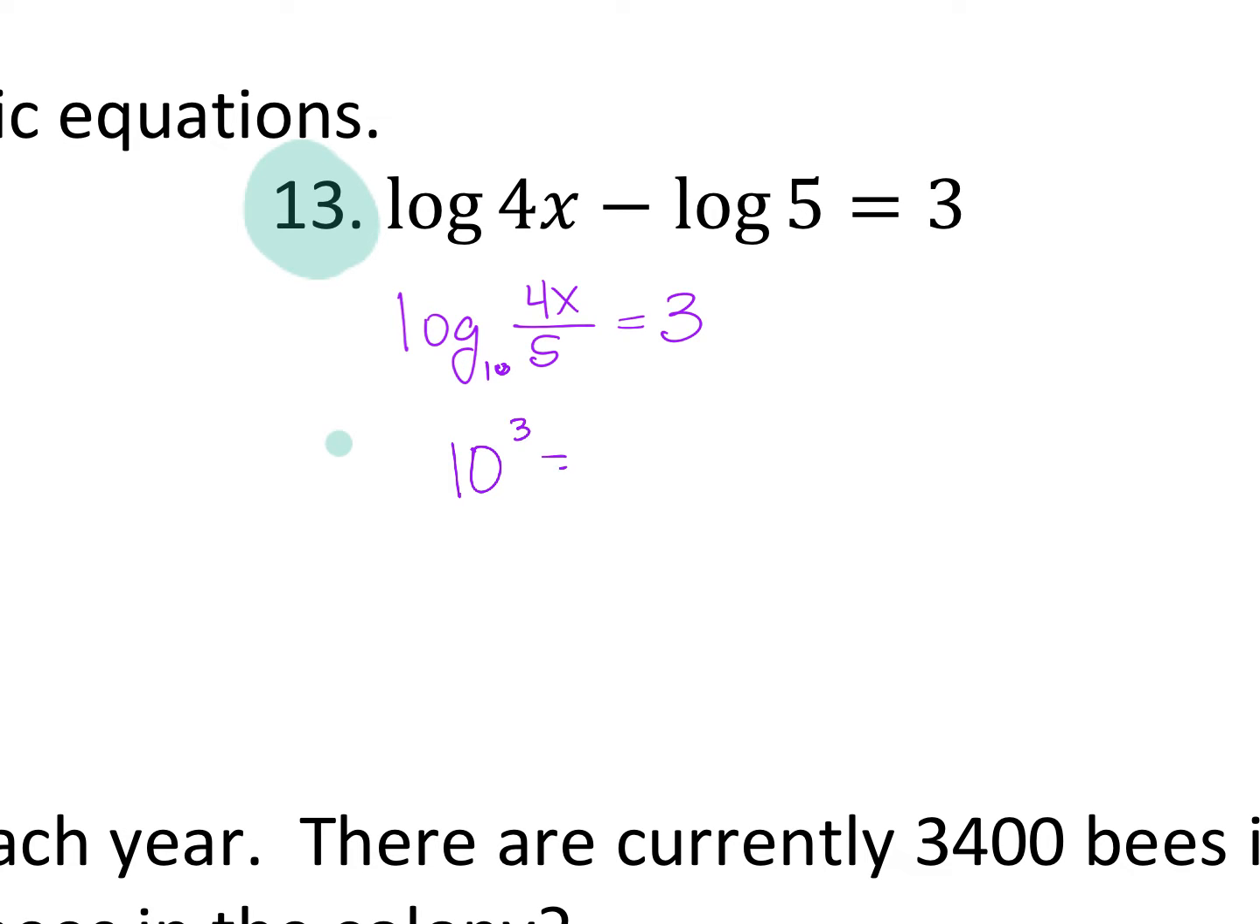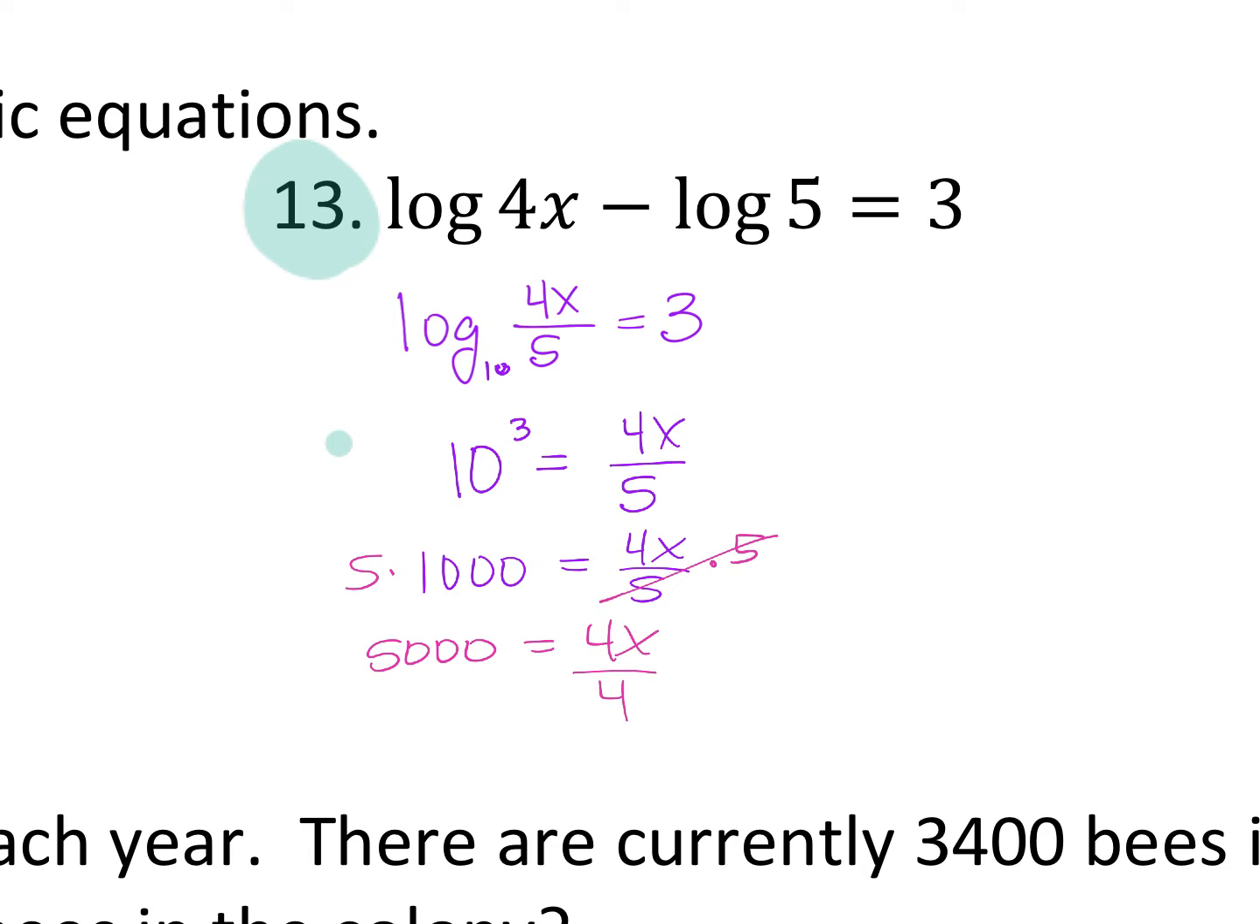10 to the 3rd power, 10 cubed equals 4x over 5, right? So this is 1,000 equals 4x over 5. You can either just multiply by 5/4 right now, or you could break it into 2 steps if you like that better. Multiply by 5 to get the 5 out of there. So 5,000 equals 4x, and then divide by 4. It doesn't matter which way you do it. Your calculator will do it for you if you want to do it all as one step. But you get 1,250 for that.